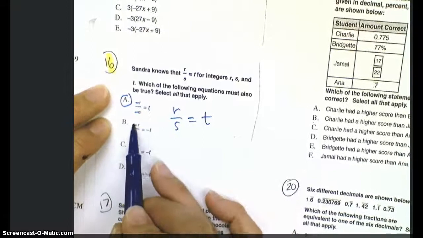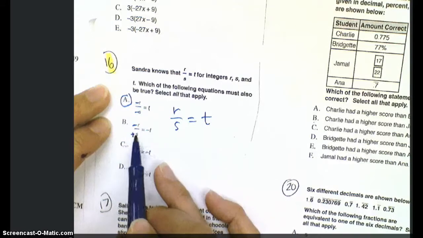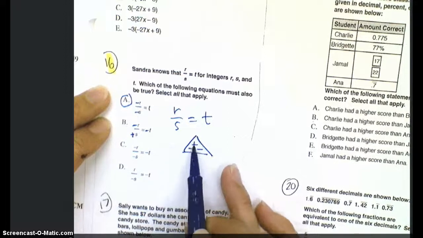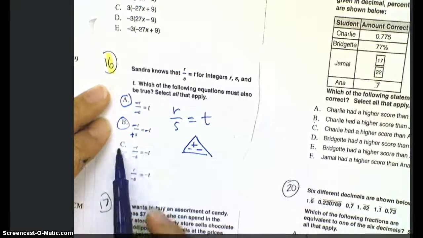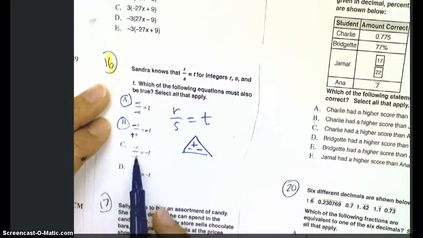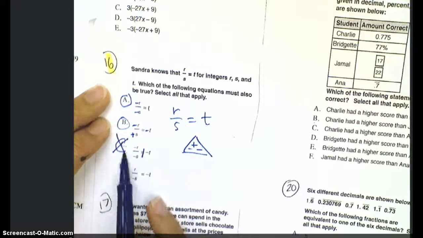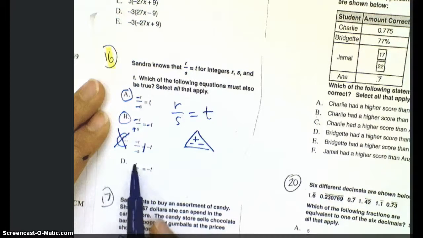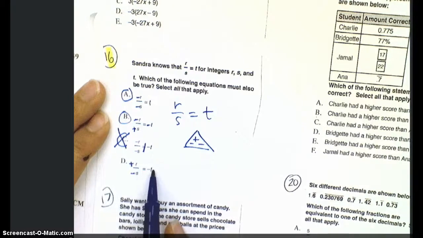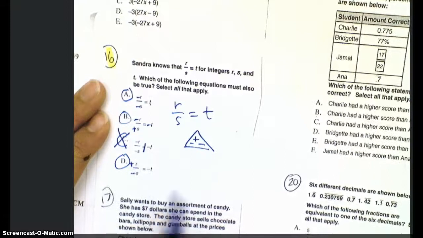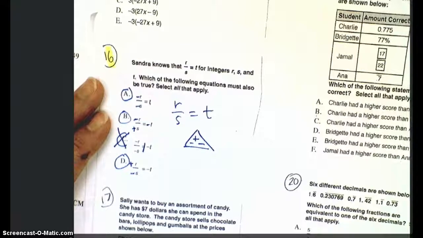B, if I have a negative number R divided by a positive number S, then my result will be a negative T. I'm using the triangle of doom to help me. So B is also true. C, if I have a negative R divided by a negative S, a negative number divided by a negative number, should not give me a negative T, so that's not true. So I'm not going to circle C. And letter D, a positive R divided by a negative S should give me a negative answer, because a positive divided by a negative is a negative. And so yes, I also like to circle a letter D.